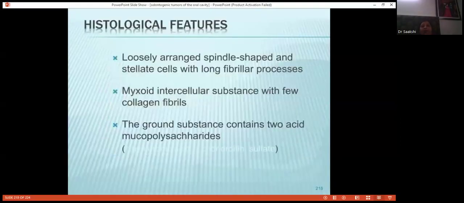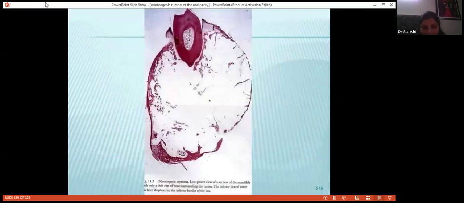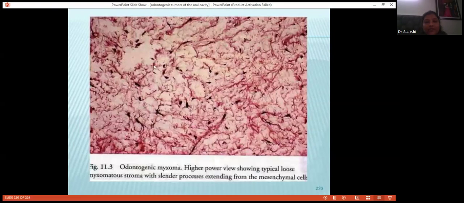Now, histologically, you will see loosely arranged spindle-shaped and stellate cells with long fibrillar process, myxoid intracellular fibers, and the ground substance contains acid mucopolysaccharides. You can see in this picture, this is its low power view, in which we have shown a section of mandible. Now this is the high power view which shows typical features. See how there is a very loose myxomatous stroma here, in which slender processes are extending from the mesenchymal cells.